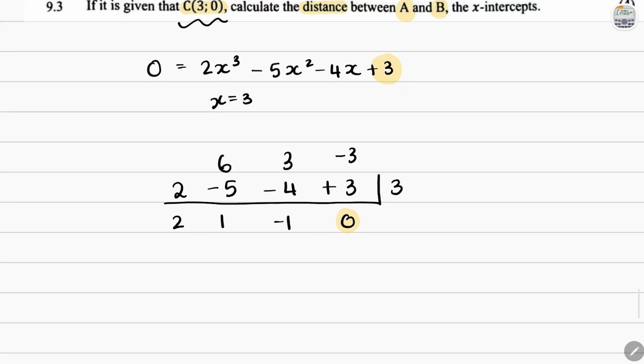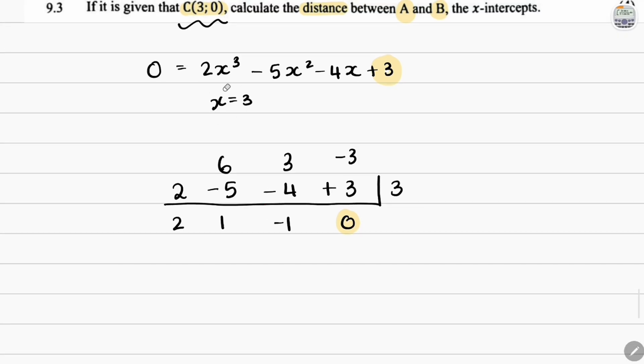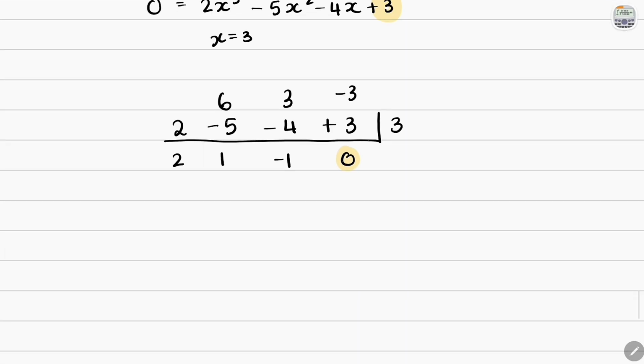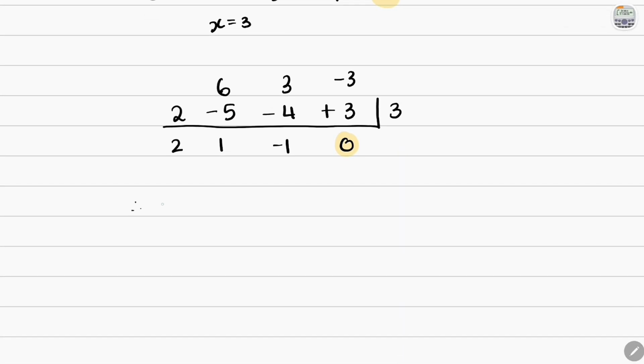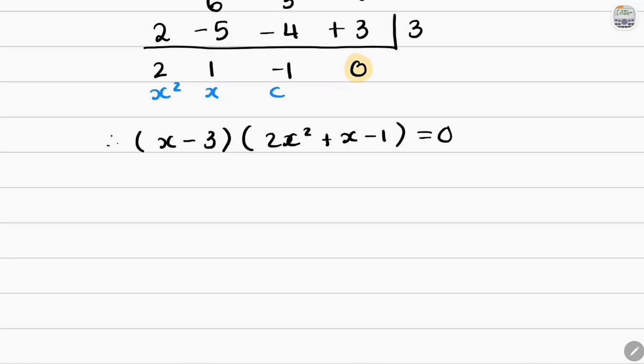So here are our factors. You see that we already had a solution here, that x is equal to 3. What that means is that one of the factors, when you're factorizing this equation, is x minus 3. And then the other factors we get from here. These are the coefficients of x squared, x, and your constant. So this is 2x squared plus x, and then minus 1. Of course, this is equal to 0.